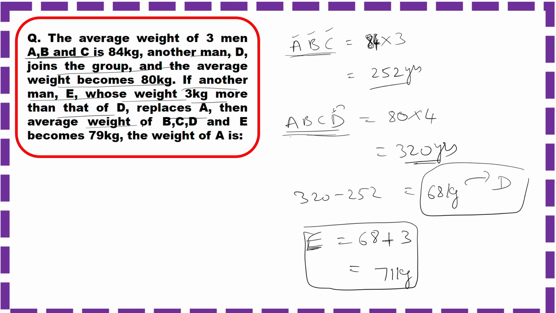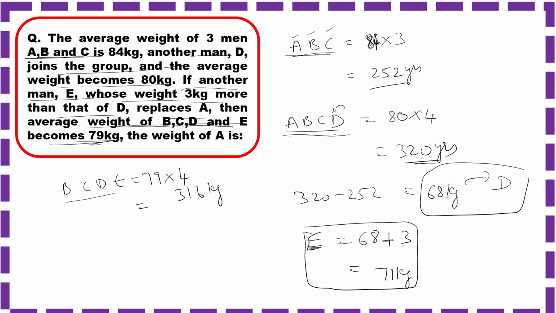Now the average weight of B, C, D and E becomes 79 kilos. See, we are considering statement by statement, right? We are doing nothing besides this. Now the average weight of B, C, D and E is 79 kilos. What is the total weight? Into 4, so this will become 316 kilos. This is the total weight of B, C, D and E.